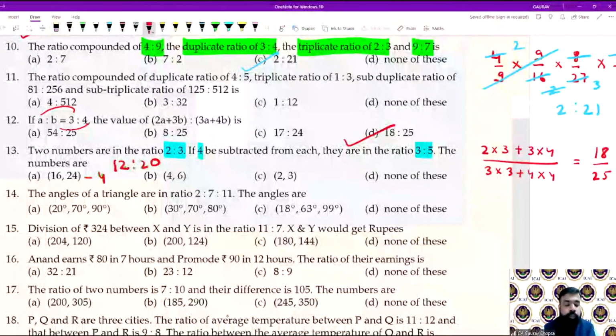So simply, we used the first option and we are getting 3:5. Second is not possible because 4 minus 4 becomes 0. Third is also not possible because 2 minus 4 becomes negative. So option A is the perfect answer. Option A is the correct answer.